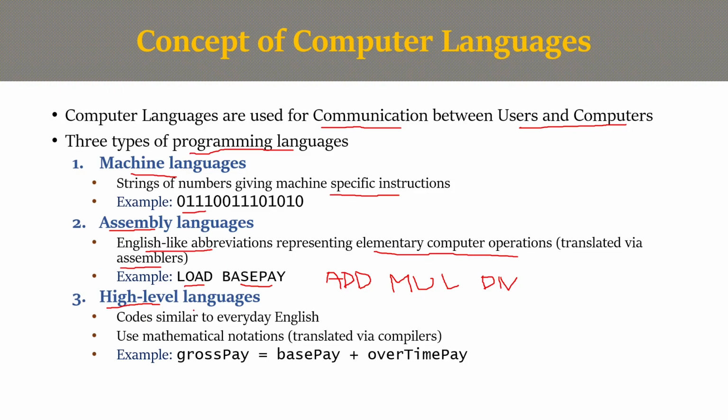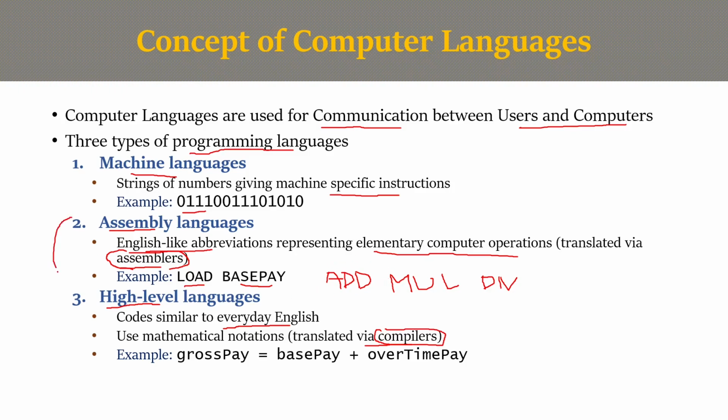Then we have the high level languages. The codes which are similar to our everyday English, those are our high level languages. So we use mathematical notations which are translated via the compilers. All of these languages, in order for the machine to understand them, we have to translate them. For assembly language, we use assemblers for translating the assembly languages into machine readable languages. And for high level languages, we use compilers. So these are used for converting or translating our language, assembly or high level, into machine readable languages, so that the machine can understand that.